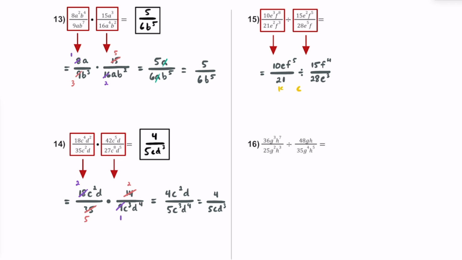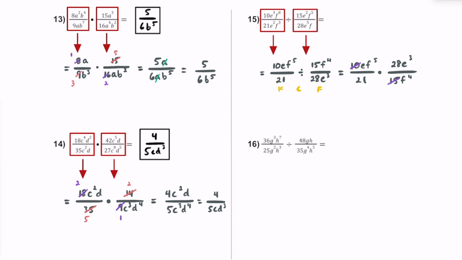But then if we want to turn this into a multiplication problem, if we want to go ahead and try cross-canceling, we can go ahead and do that. So we're going to keep this 10e f to the fifth power and keep that over 21. But let's multiply by the reciprocal of the second expression here. So it's going to be 28e to the third power over this 15f to the fourth power. Okay, so now it's a multiplication problem. We can go ahead and start cross-canceling.